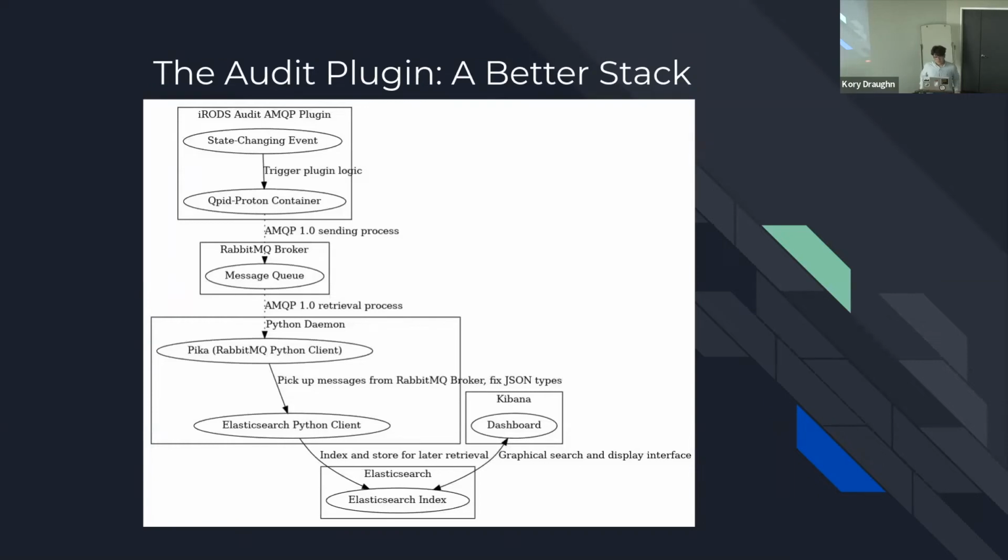So then I first drafted, and Marcus improved significantly, this improved version of a demo stack. We have the same thing going on up here where AMQP sends a message, it goes to RabbitMQ, and then there's a little Python daemon running in the background that uses RabbitMQ's own client to pick up the 1.0 messages, then sends them to the Elasticsearch Python client for indexing, and then you can look through it in Kibana.